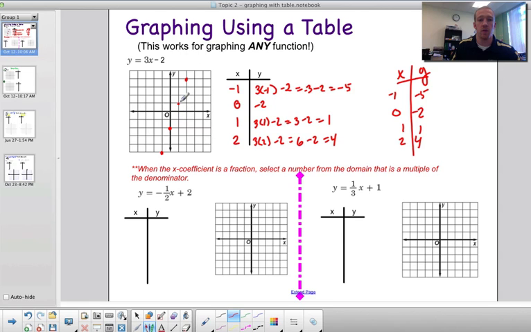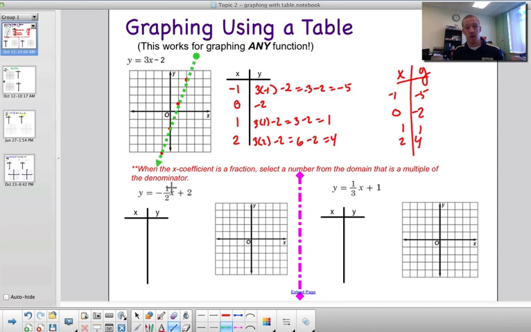Alright, now those aren't the only values on my line. I can pick any values. Those are just the easy ones to solve. So my line is actually the line that goes through those points. So now I have another one.